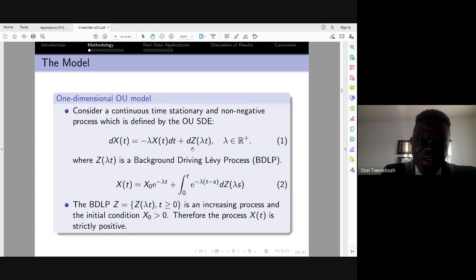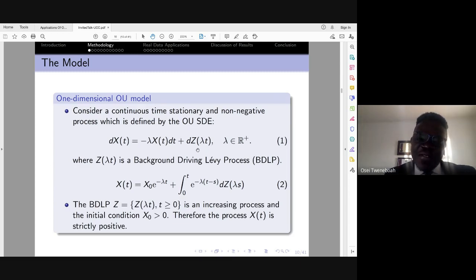On the right-hand side, you notice that we have two terms. If we get rid of the second term here, then we just have a deterministic model. So that becomes an ordinary differential equation. Because of this random term, which is the stochastic component, this is known as a stochastic differential equation.